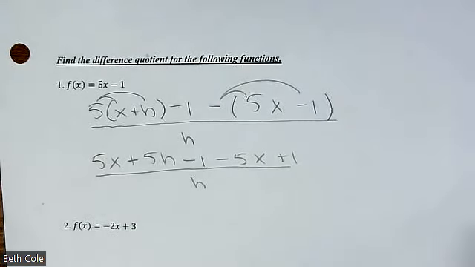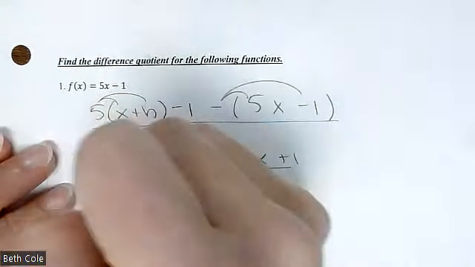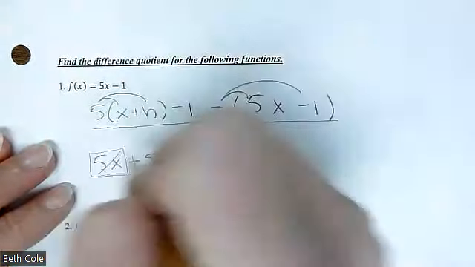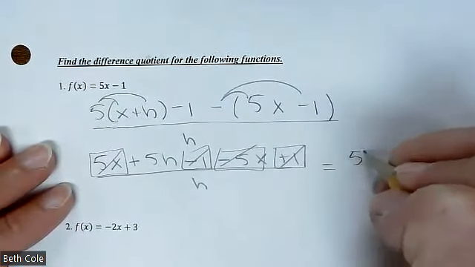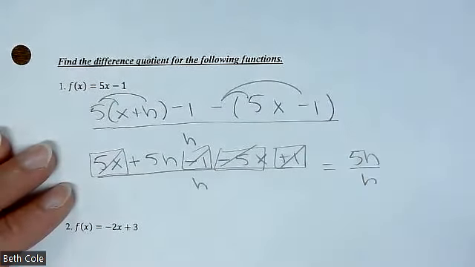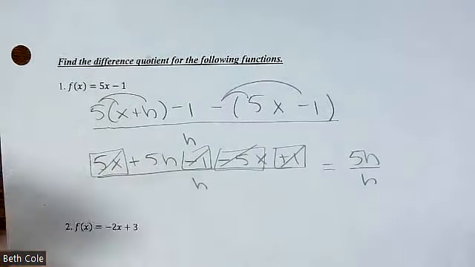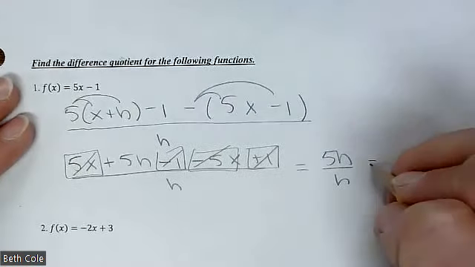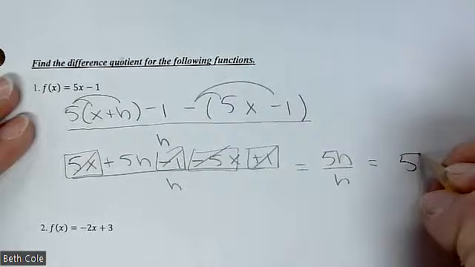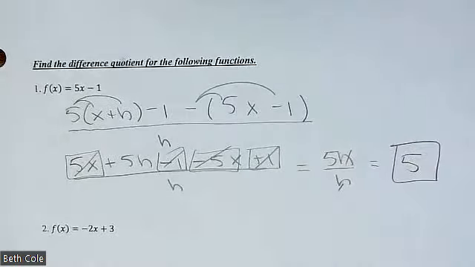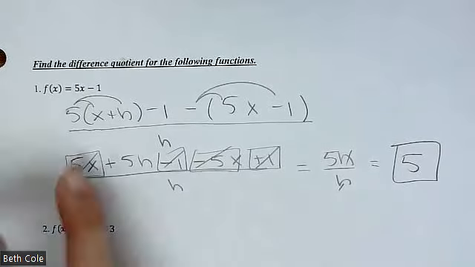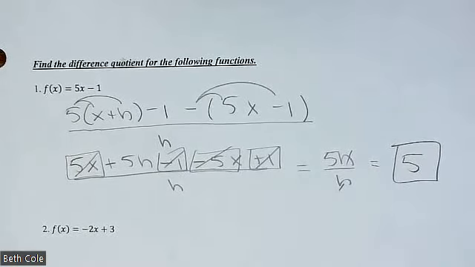So what is going to go away here? All right, 5x and minus 5x. All right, negative 1 and 1. So we end up with 5h over h. That's all that's left after all that canceling. And what does that equal? Why does it equal 5? Yeah, h is canceled. Now, I want you to look at the original problem and look at the answer and make a connection.